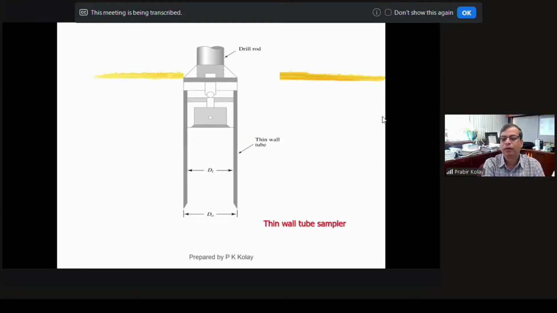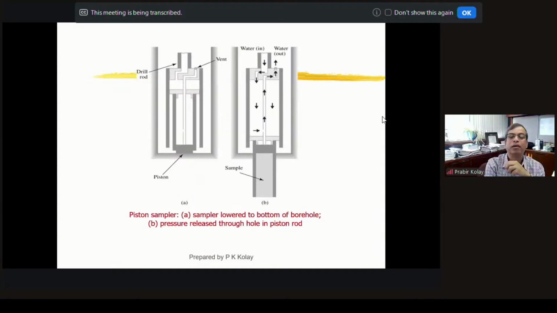So this is what a thin wall tube sampler looks like. As I mentioned, we need to know the outside diameter and the inside diameter, and that is a cutting shoe. We just push it into the ground, okay, that is the thin wall tube sampler. These are again the mechanism of the piston samplers to collect the soil sample, and we're going to go into detail.